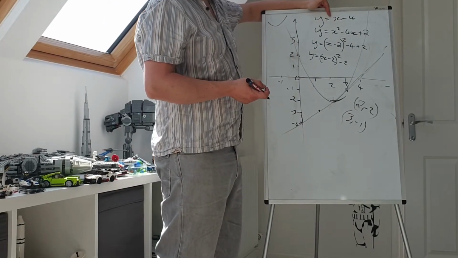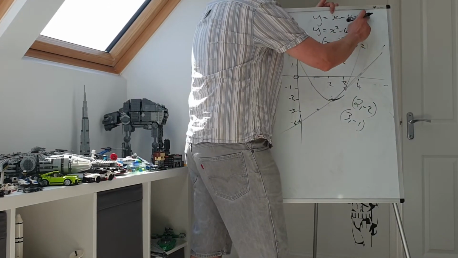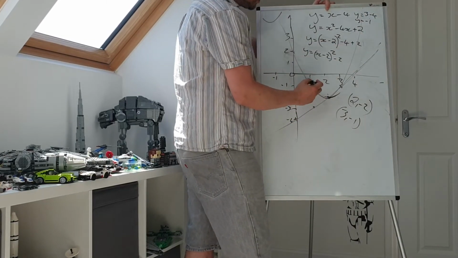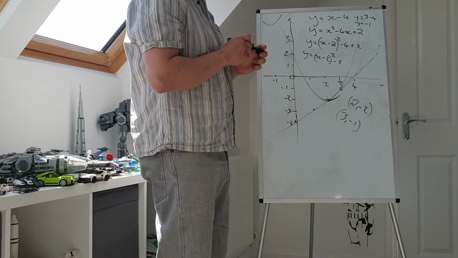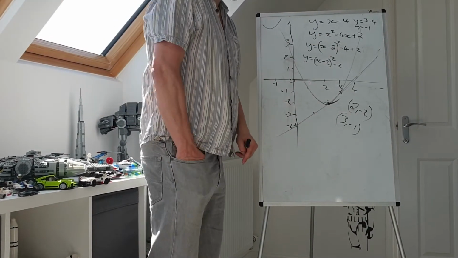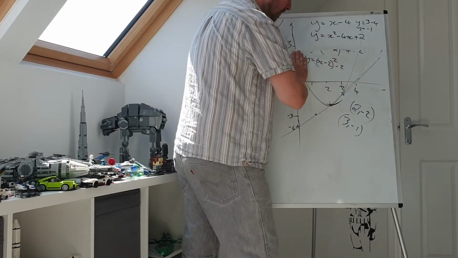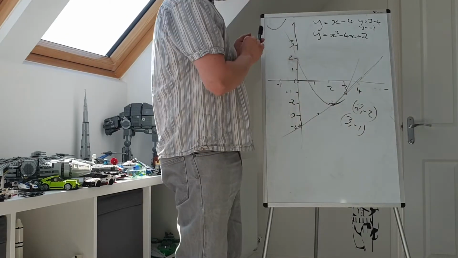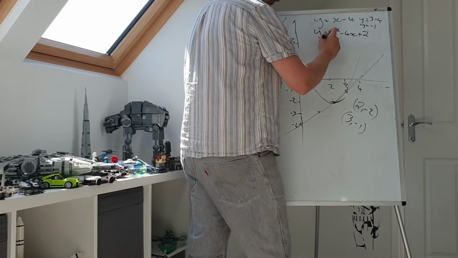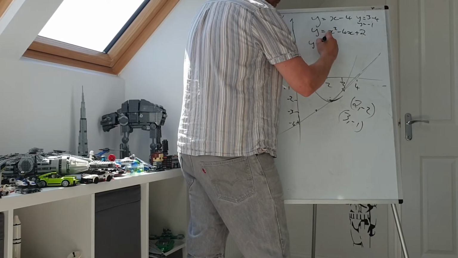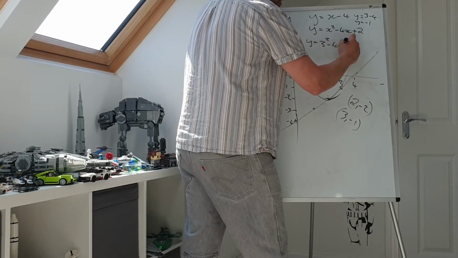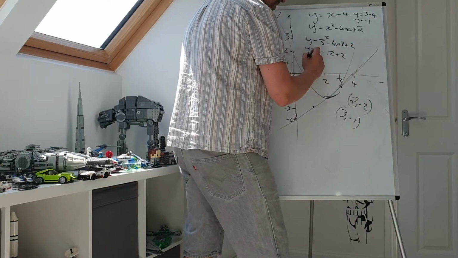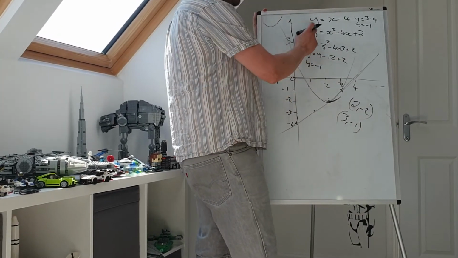So if I put 3 into this, x is 3. So y equals 3 take away 4, which equals minus 1. So 3, minus 1 works for the straight line. But does 3, minus 1 work for this one? So if we put in x as 3, y equals 3 squared, take away 4 lots of 3, plus 2. So y equals 9, take away 12, plus 2, y equals minus 1. So 3, minus 1 works for both of them.